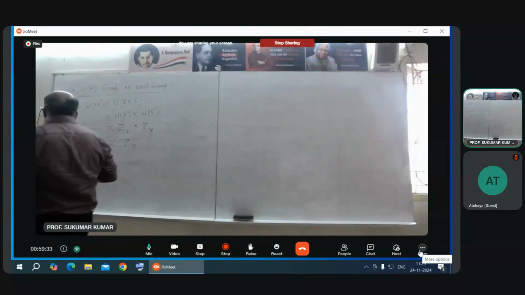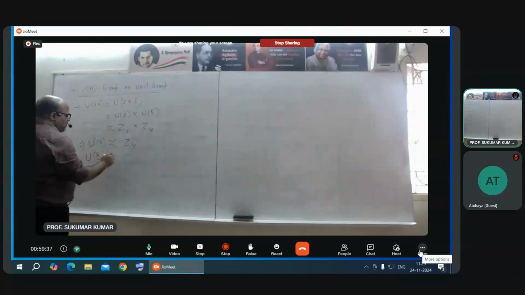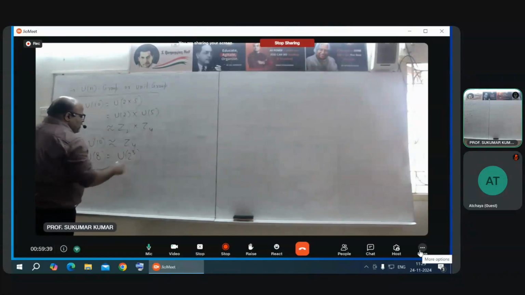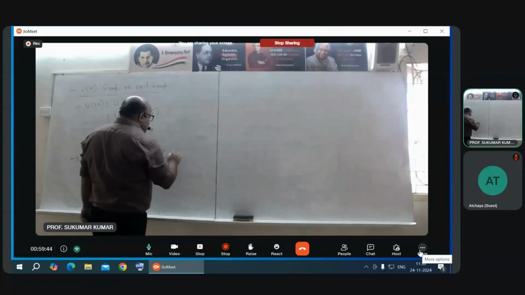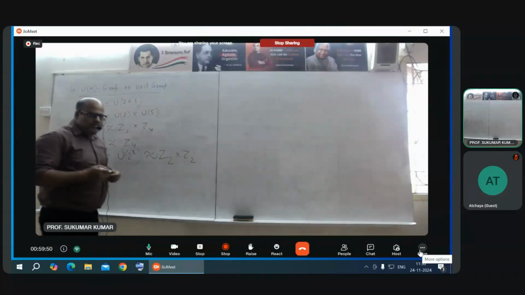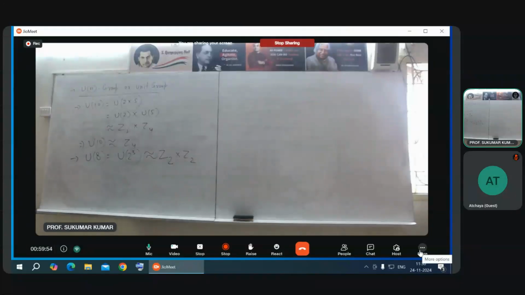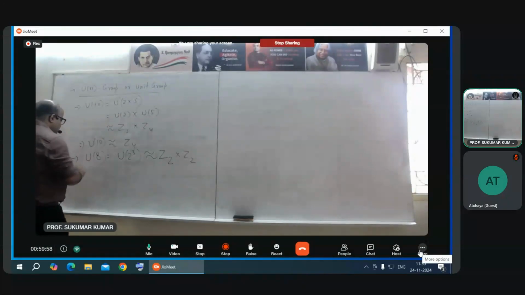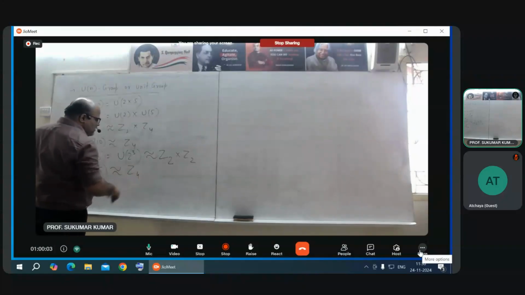Okay. Next, U of 8 we did. 8 means U of 2 cube. U of 2 power r I gave is isomorphic to Z2 cross Z2 power r minus 2. Here r is 3. So 3 minus 2 is 1, means Z2 cross Z2. I gave the formula just now. Next I did U5. U5 is isomorphic to Z5 minus 1, Z4.